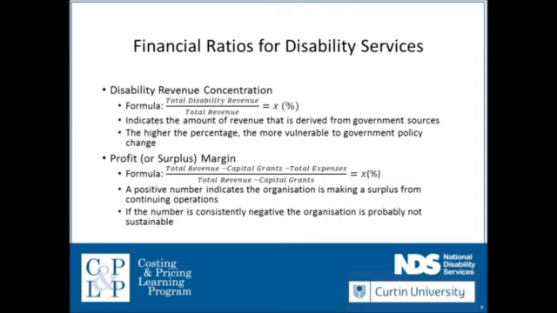I guess the other thing, just to close the loop on this particular ratio, that's important to remember is, of course, that the disability revenue concentration ratio could just as easily be a revenue concentration ratio looking at any other aspect of revenue. So whether it's aged care or some other aspect of revenue that you might have, obviously the ratio is able to be used to look at that too.